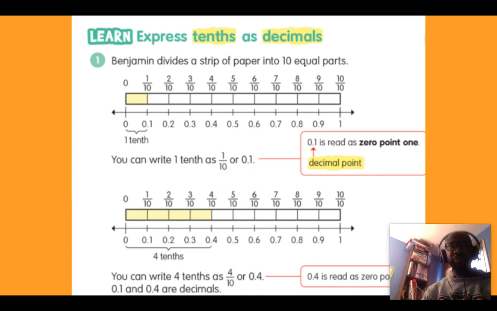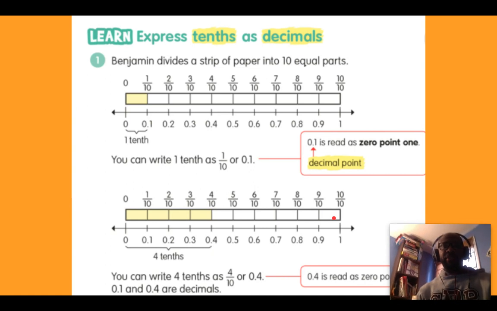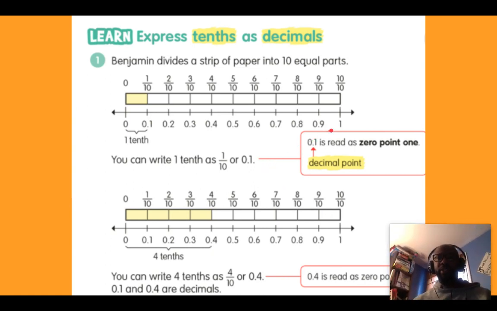So here we go. 10/10, if you were to write out 10/10, we would have a whole. 1/10 is written as this fraction here, or 0.1. Ignore this little decimal here. That's actually a period at the end of the sentence. Don't know why they did that. However, if you look at 1/10, it's the same thing as saying 0.1, which is 1/10. Say it again, 1/10. One more time, 1/10.